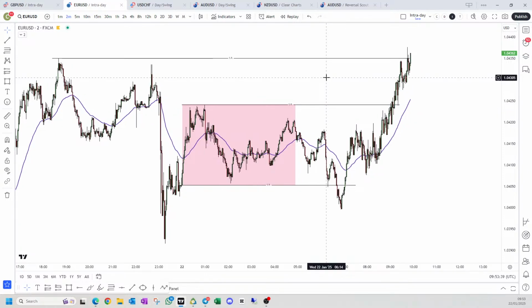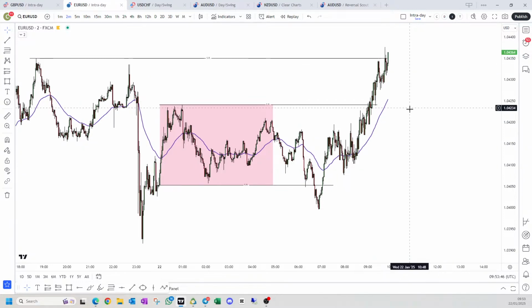See what happens here on EU. See if it sweeps that liquidity and then returns, has a change of character to the downside, or if we keep pushing higher.